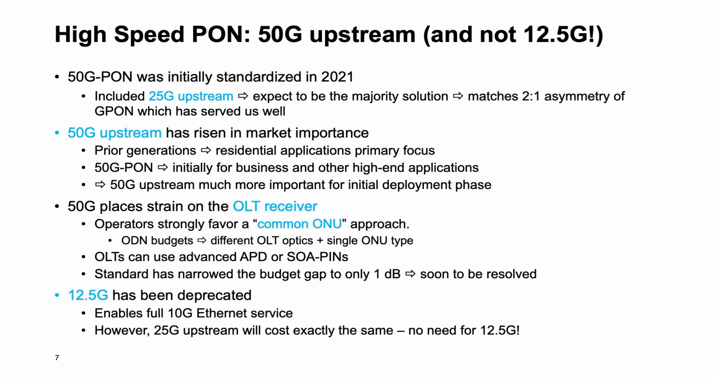So the issue with 50G upstream is the receiver. It's quite challenging to meet the receiver sensitivity that you need. And operators strongly favor what we call a common ONU approach. So basically, we have a single ONU type out in the field from an optical point of view. And then when you want to change the optical budget, you just change the optics on the OLT side.